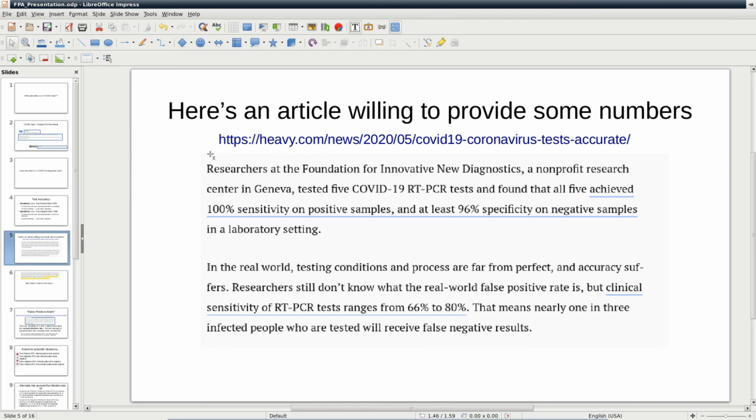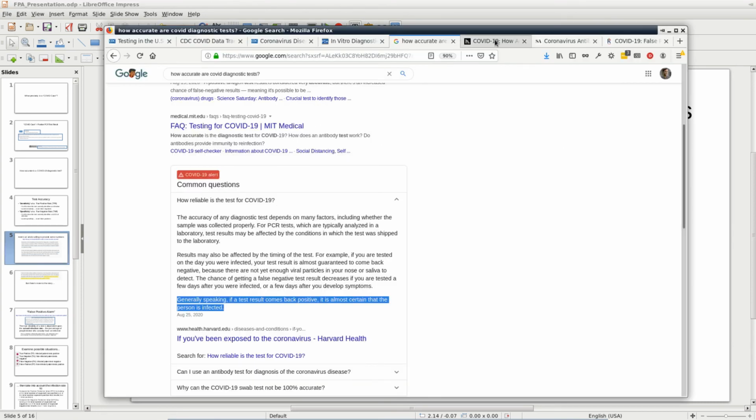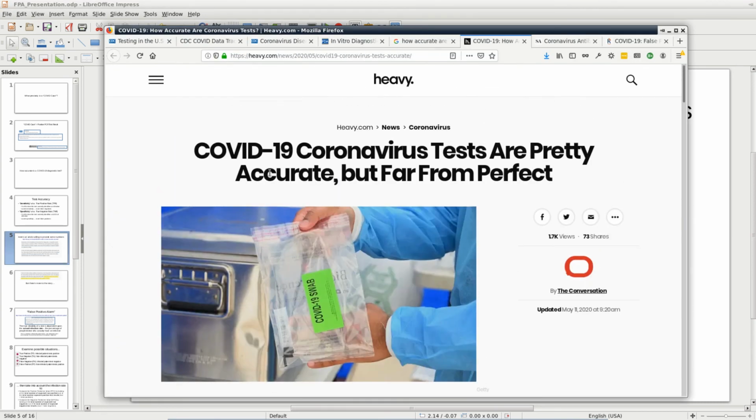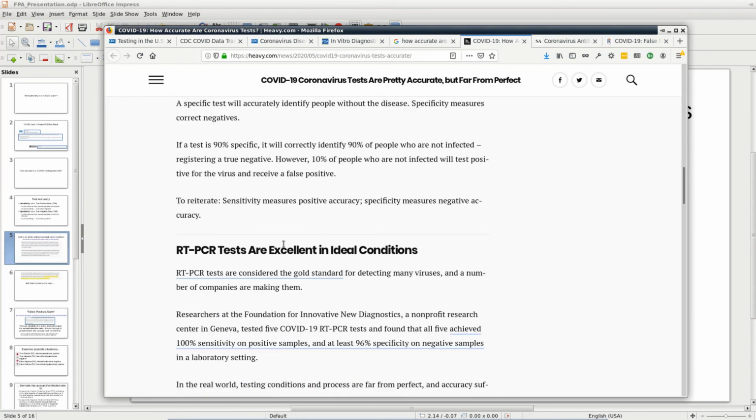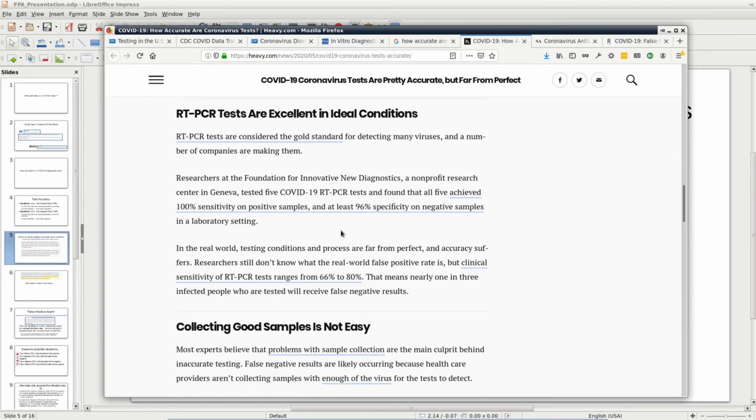What I want to do is look at some numbers, and it's kind of hard to find them. A lot of the articles that I've seen are really focused on the false negatives, because that's the scary thing here. So I've pasted an article that actually does give us some numbers. Here, I should just go to the actual one. This is where it is. It's on heavy.com. Here's the section that I pasted in.